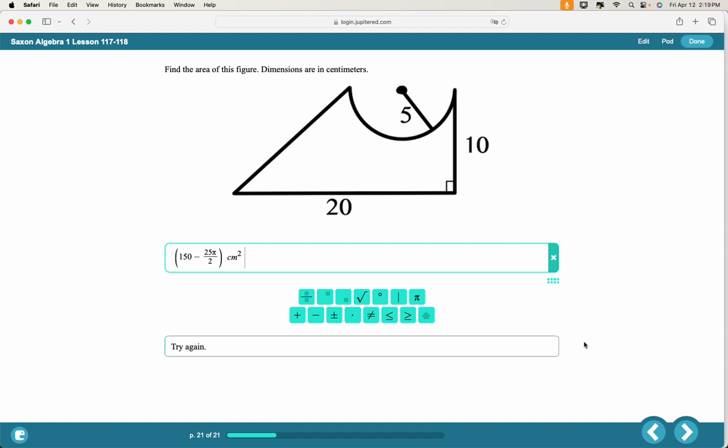Let's see if it'll take it now. If I go back in here, cm squared. Let's see if it'll take that. Yes. So what it was is whenever you do this back parenthesis, it automatically does a parenthesis. So there was an extra one right in the front that I didn't catch. So do your parenthesis, do your centimeter square, and then it takes it.